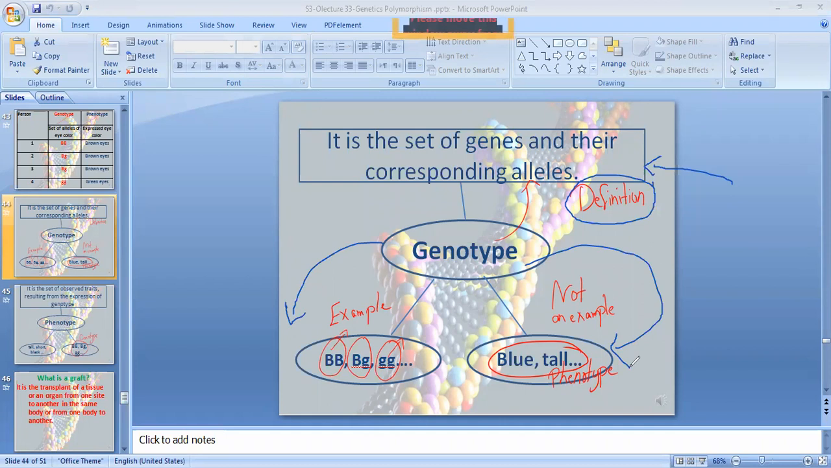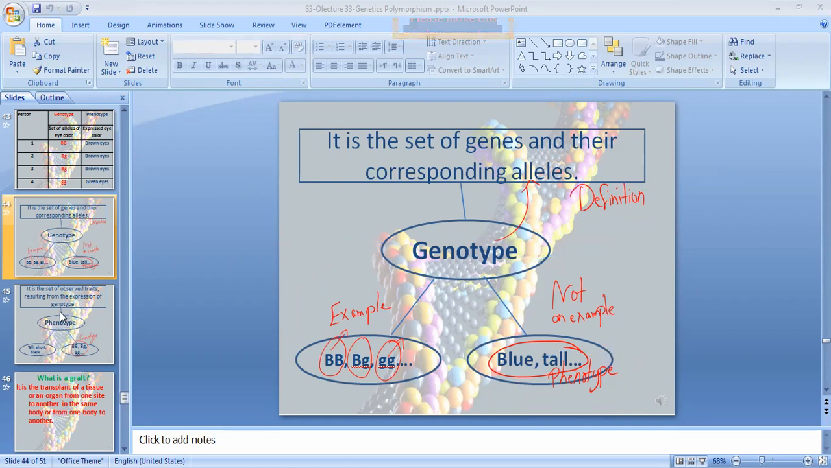Example: BB, BG, GG, whatever. All of these alleles, the set of the alleles is said to be the genotype. However, tall, blue, small, large, all of them, they are not the genotype, they are observed traits. So here they are not examples about genotype, they are examples about the phenotype.